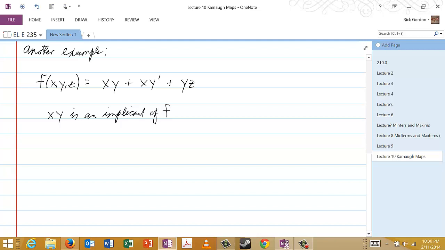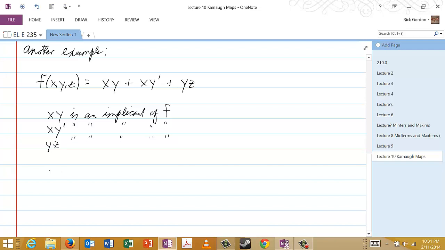is xy. And this is just like what we had before. If xy is equal to 1, 1 ORed with anything is 1. And so therefore, if xy is 1, f is 1, and therefore xy is an implicant of f. Similarly, xy prime is an implicant of f. And yz is an implicant of f.